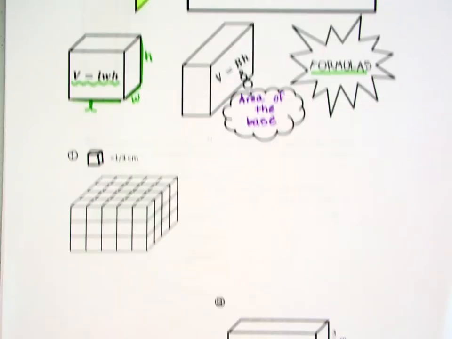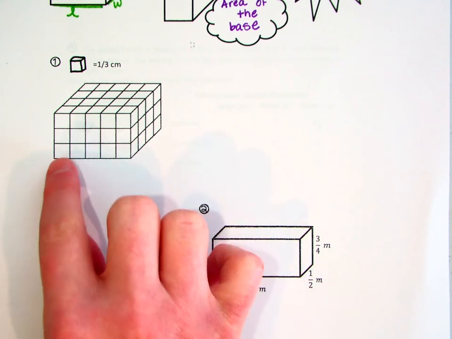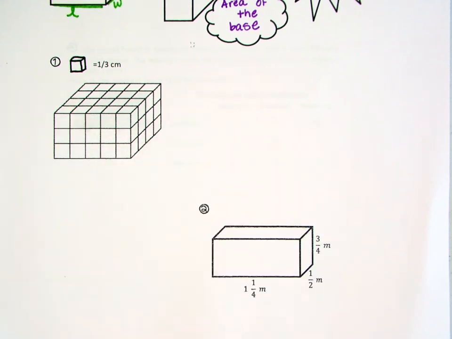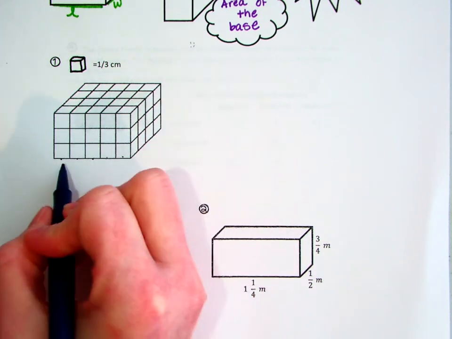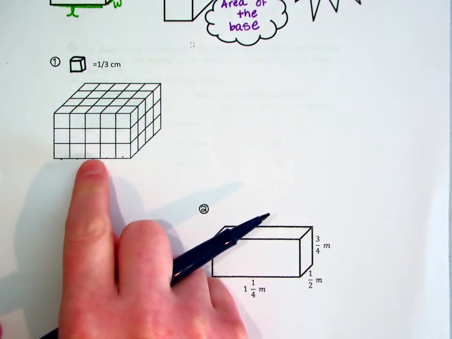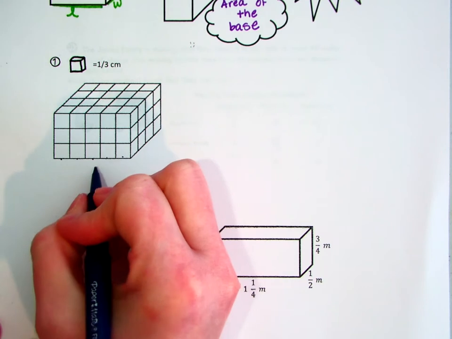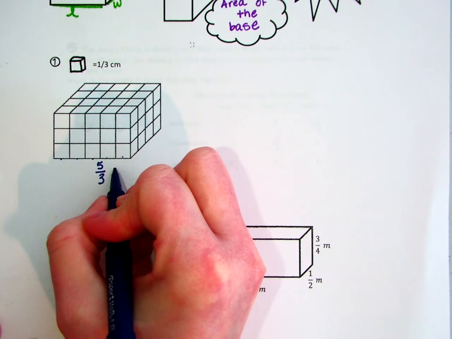Alright, so let's look at number 1 together. On number 1, we're being told that every single one of these cubes is 1/3. That's what we're being told. So that means that we actually need to figure out what the length, the width, and the height is. So for example, if each one of these is 1/3, I need to count and see how many thirds there are right here. So I count 1, 2, 3, 4, 5. There are 5 thirds. And since it says centimeters, I'm going to go ahead and put the units as centimeters.